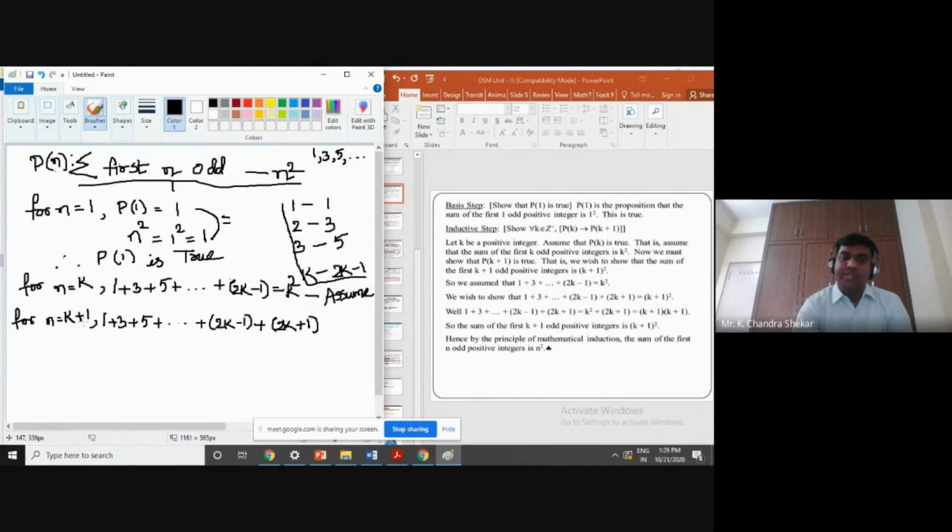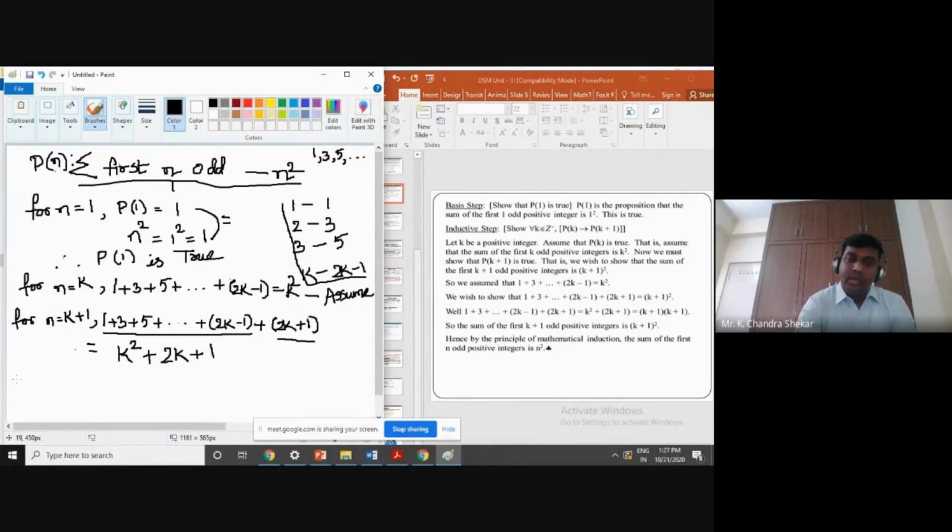So for n equal to k plus 1, I am going to get this series now. Now let me solve this. Now how to solve this? Very simple. Already I went for an assumption in the previous step where I have considered this 1 to 2k minus 1. This already I have assumed that it is k square. And now I am getting this 2k plus 1. Now I am writing this 2k plus 1.